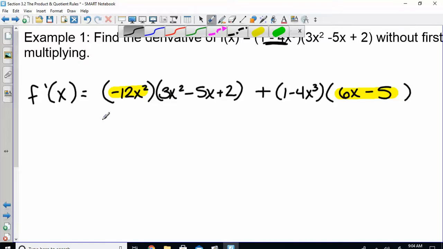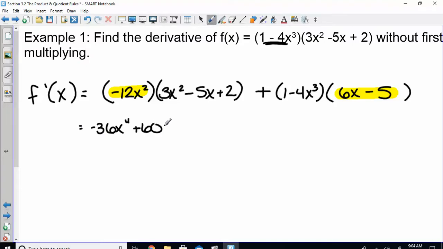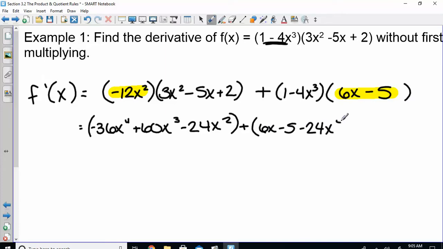So if I wanted to clean up my answer, if I distributed this, we get -36x to the 4 plus 60x cubed minus 24x squared. Over here you would have to FOIL. So you get 6x minus 5 minus 24x to the 4th plus 20x cubed.